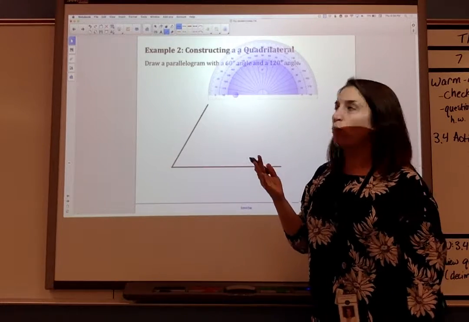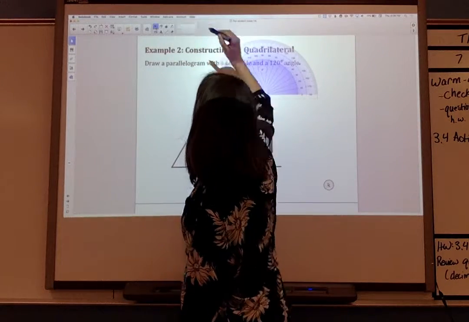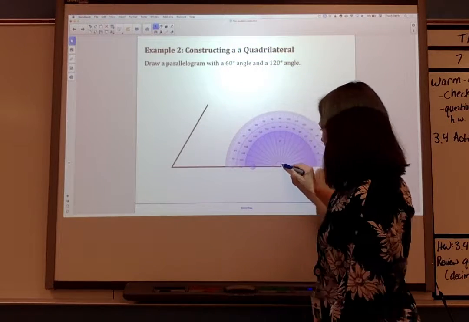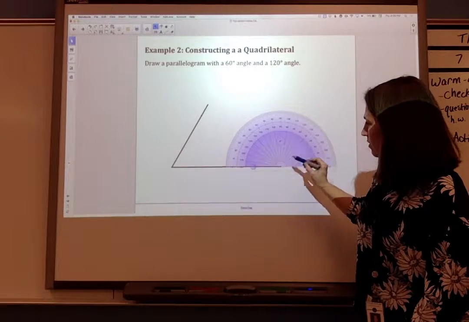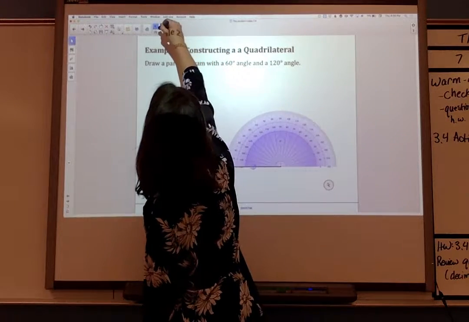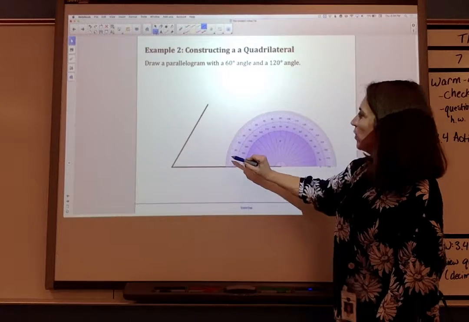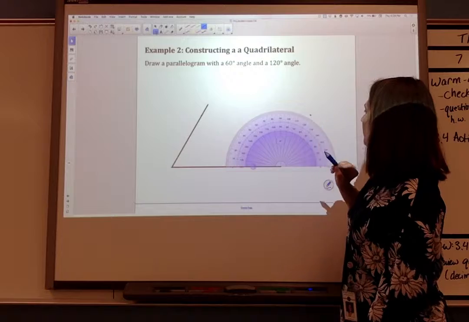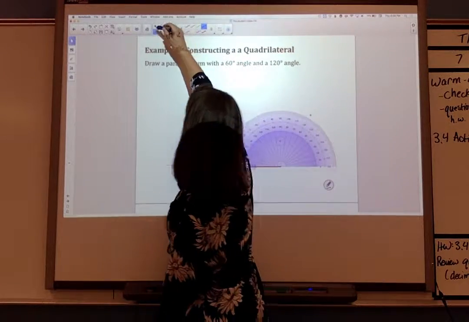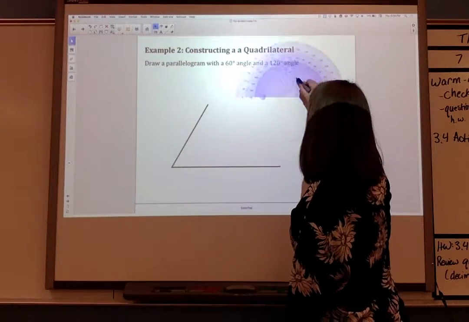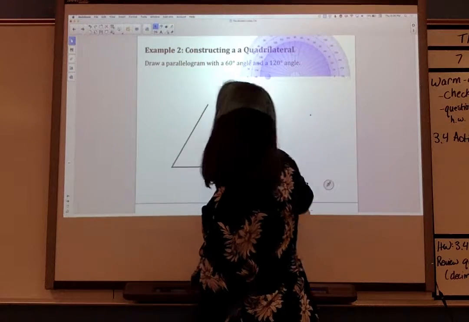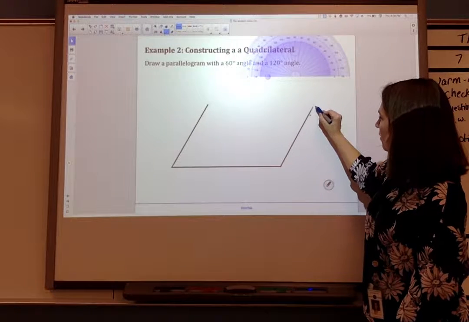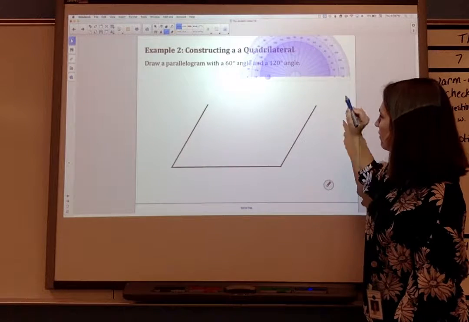Then we also want to draw that 120-degree angle. So let me put my protractor back over here. Now it's going to be on the other end. And I'm going to find where 120 degrees is. So I'm going to go all the way around to here. I'm going to get my protractor out of the way again. You're going to use your straight edge to do this. You're going to connect the edge of your parallelogram with that mark right there.